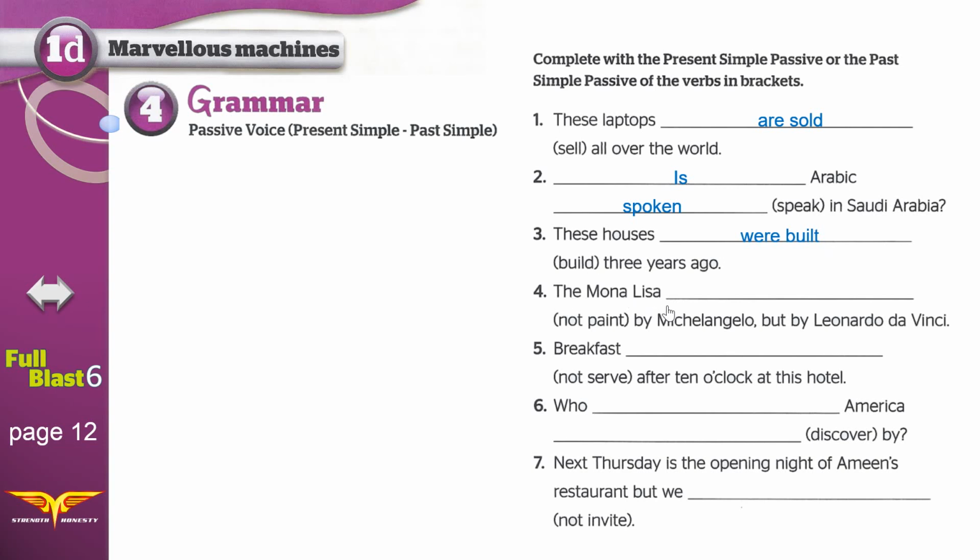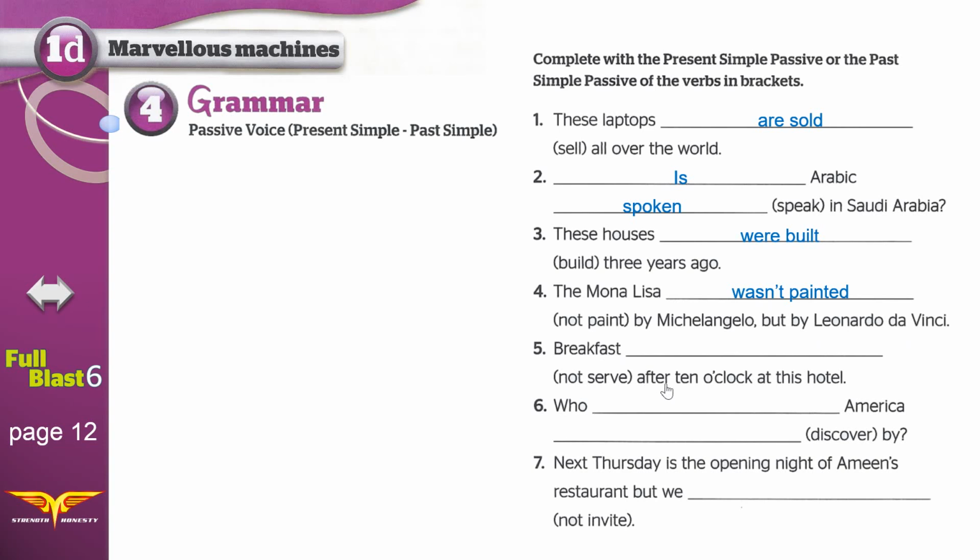The Mona Lisa. Mona Lisa is a painting, a very famous one. Not painted by Michelangelo, but by Leonardo da Vinci. Okay, we are talking about the past. Leonardo was the one who painted the Mona Lisa. So, wasn't, negative, painted by Michelangelo, but the real painter was Leonardo da Vinci.